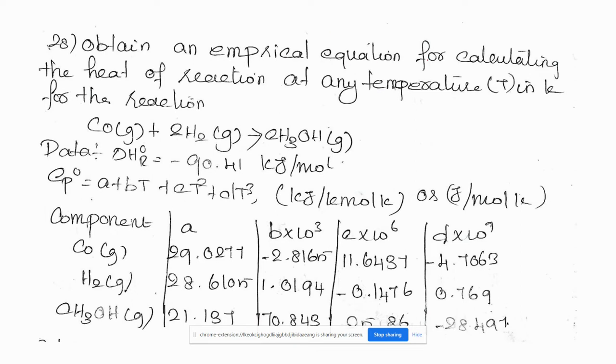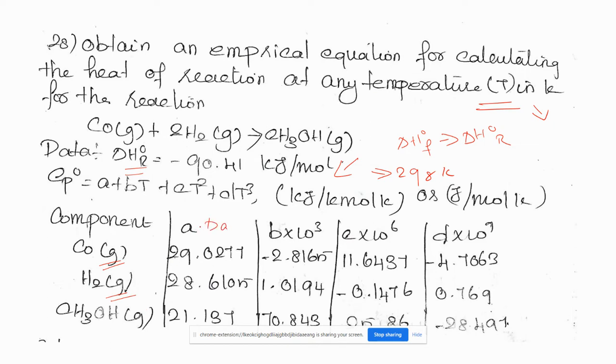Next problem, another two more problems we have. This is: obtain an empirical equation for calculating the heat of reaction at any temperature T. So they have given us any temperature T, and a specific temperature has not been asked. For the reaction CO plus 2H2 gas gives CH3OH, del H0R data is given as minus 90.4. In the previous problem, they gave the standard heat of formation data, del H0F data, and from this we found the del H0R. R means this condition will be at 298 Kelvin. But here del H0R data has already been given. The only thing we have to do is find del A, del B, del C, del D.